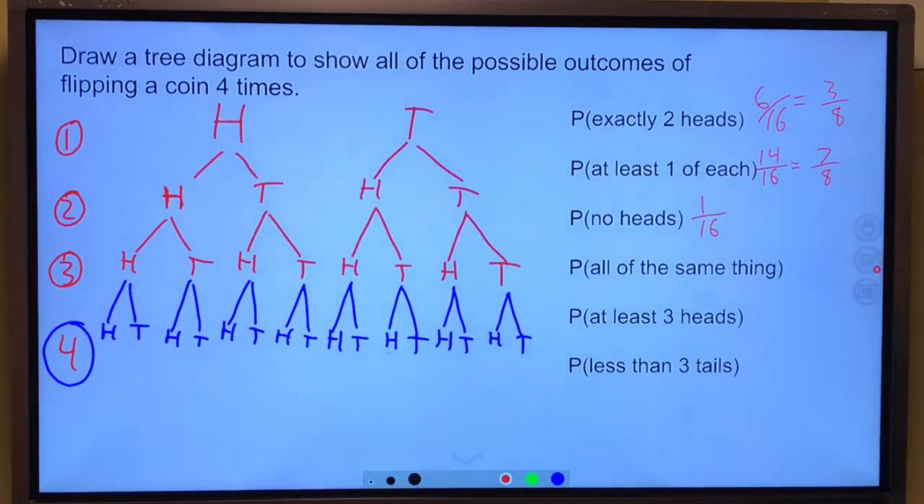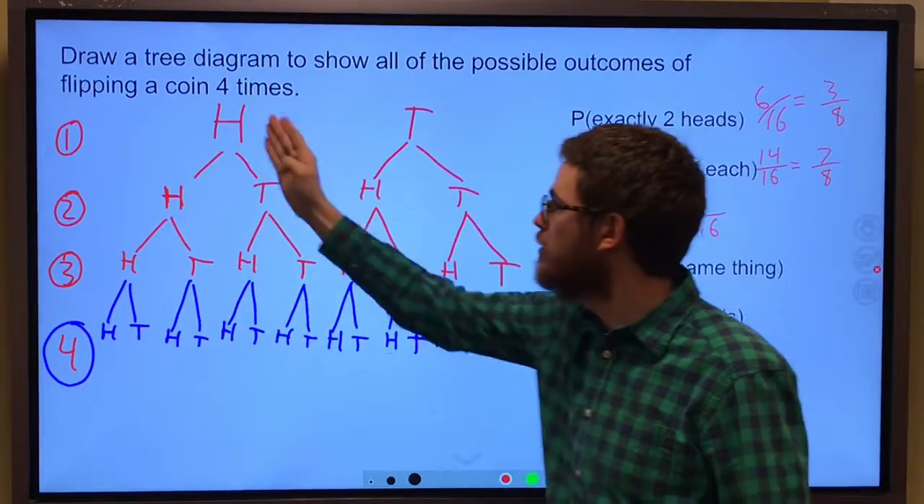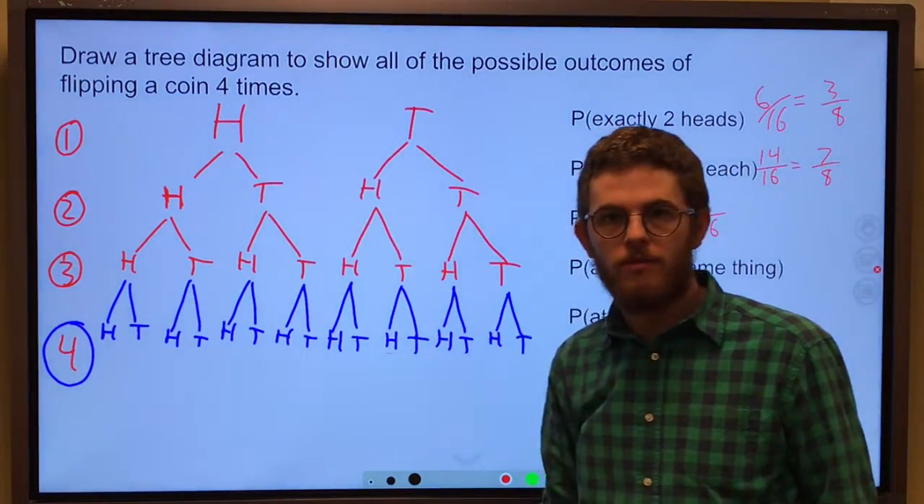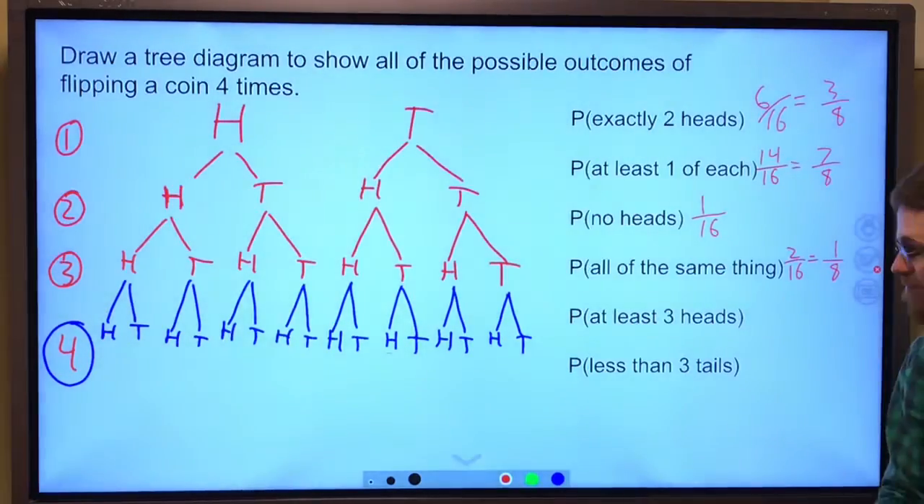Probability that all of them are the same thing. Well, again, that would be when they're all tails or when they're all heads. So that's 2 out of the 16 when they're all the same thing. That reduces to be 1 out of 8.